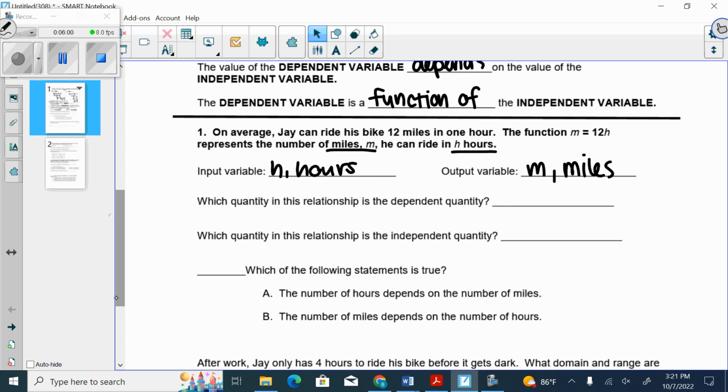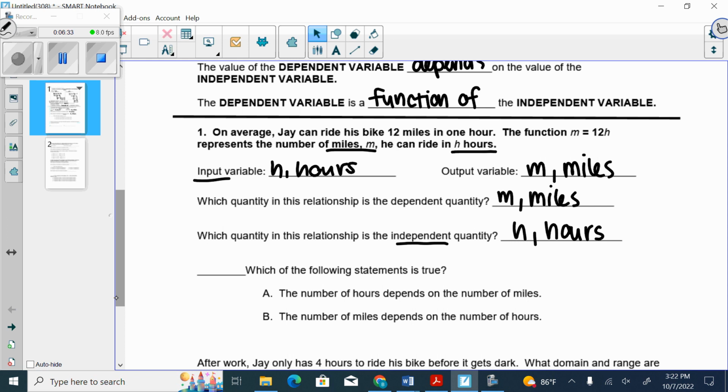The Y, right? So is that one the dependent or the independent? The dependent, right. So when it says which one's the dependent, it's our output or our Y, the miles. Which means the independent must be hours. So input means the same thing as independent, right? I and I, all right? And then output is the same as dependent.